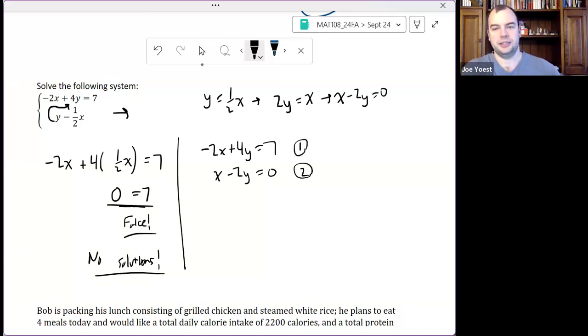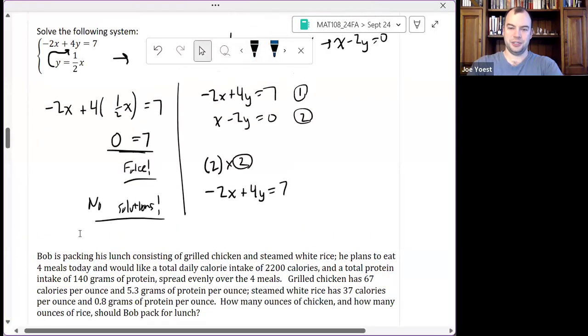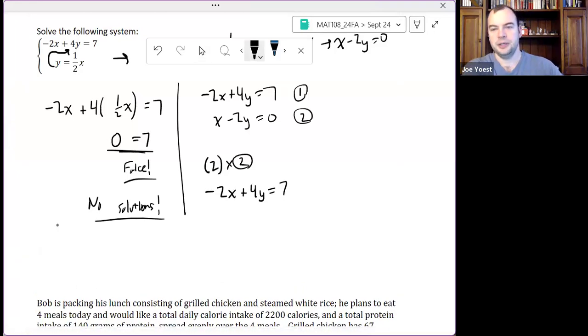They don't cancel out. But if I took equation 2 and multiplied it by 2, I would get negative 2x plus 2x, and they would cancel out then. I'll just copy equation 1 down as is. We're not changing that one. Equation 2, I'm going to multiply it by 2 everywhere. So I have 2x minus 4y equals 2 times 0 is 0. And I add, my x's go away, which is great. My y's also go away and give me 0 equals 7.